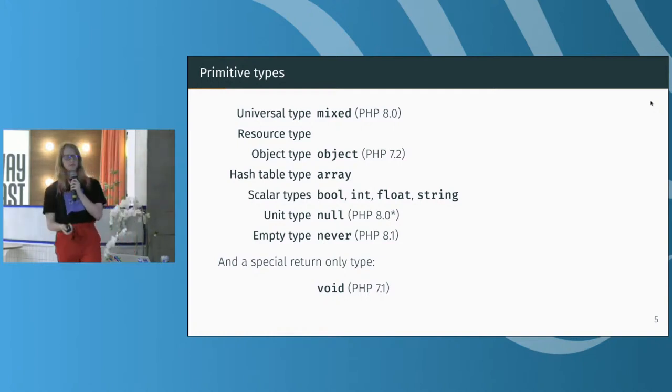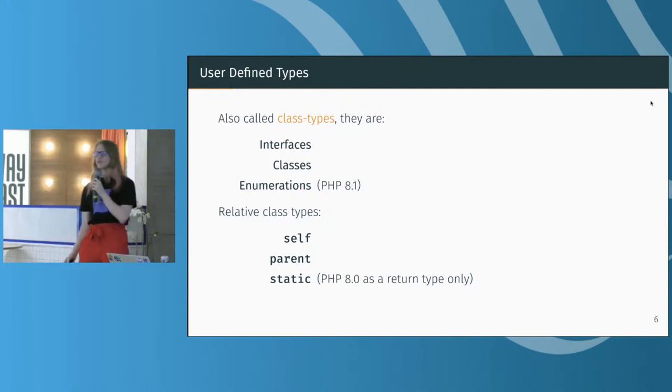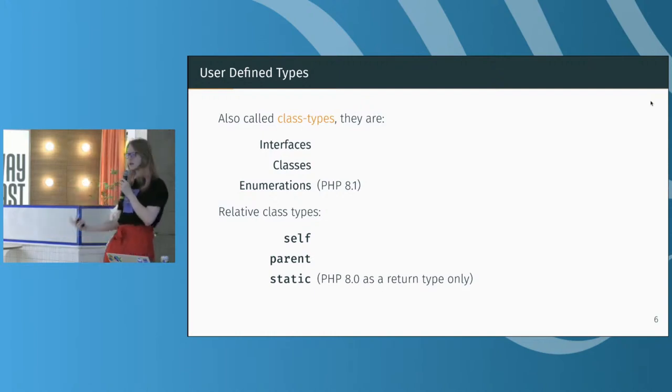So user-defined types, this is probably what you use most of the time, because this will encode your domain logic and everything. We call them class types as well in PHP, and in the documentation, or if you use doc blocks for static analyzers. These are the interfaces, classes, and enumerations since 8.1.